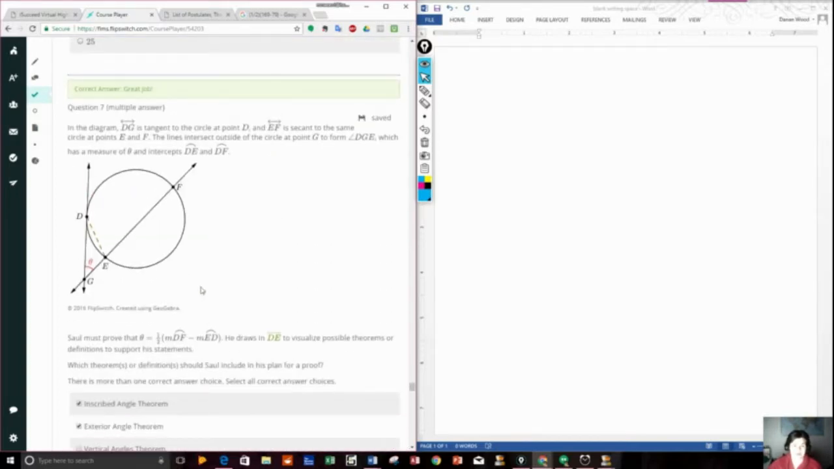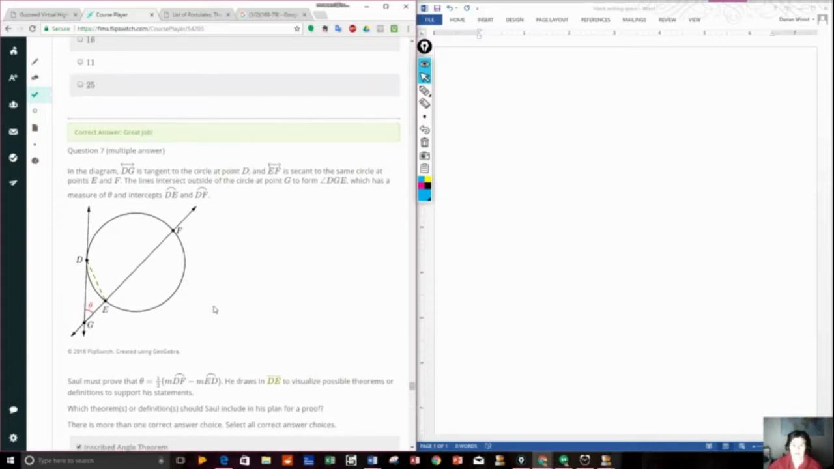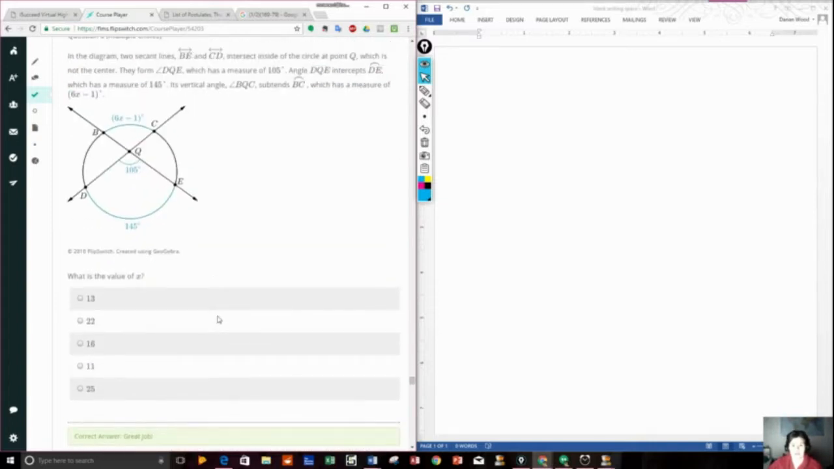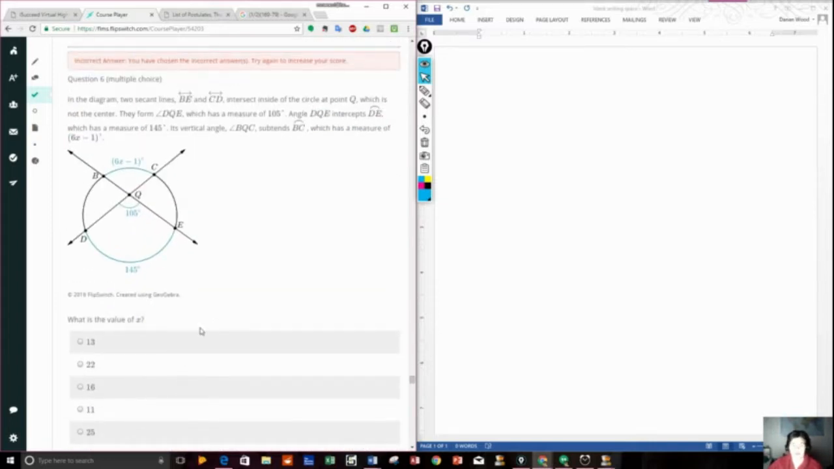Great job. So that's how I would go through and answer proof questions, by going and finding one that is similar. We looked at that one because it had a line that was tangent to it and a line that was secant to it, and they intersected on the outside. So that's why I used that one to compare, and they have everything that they used to prove it listed out.